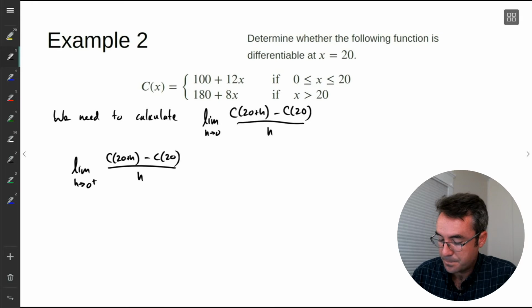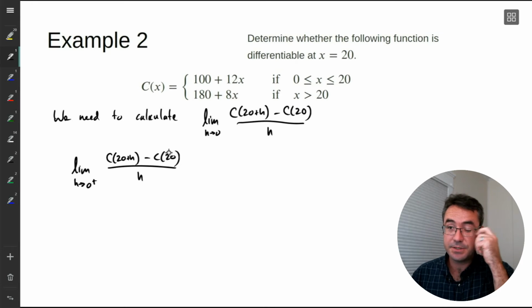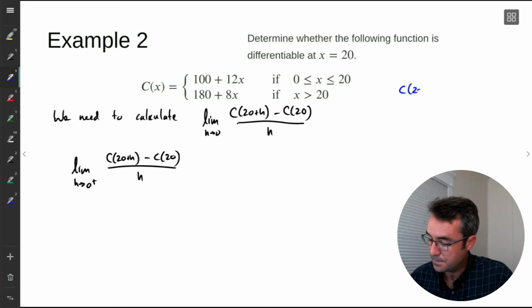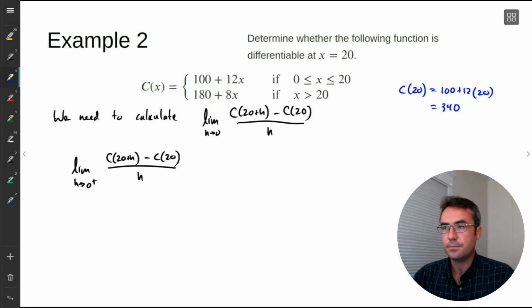And we're going to have to calculate c of 20. So let's just actually do that first. So let's plug 20 into our function. And it's a piecewise function, so we have to identify which piece to use. We find x equals 20 right here in this top piece. So we're going to use this formula to plug into. So let's actually do that. C of 20 is equal to 100 plus 12 times 20, which is 240, so we get 340. Okay.